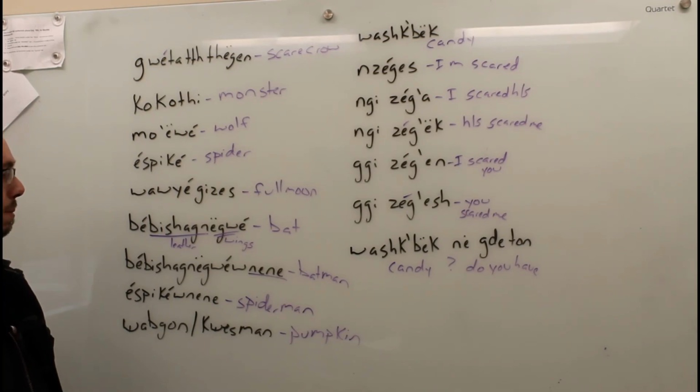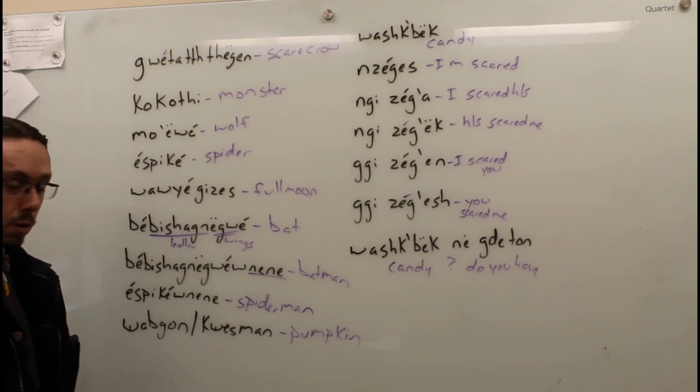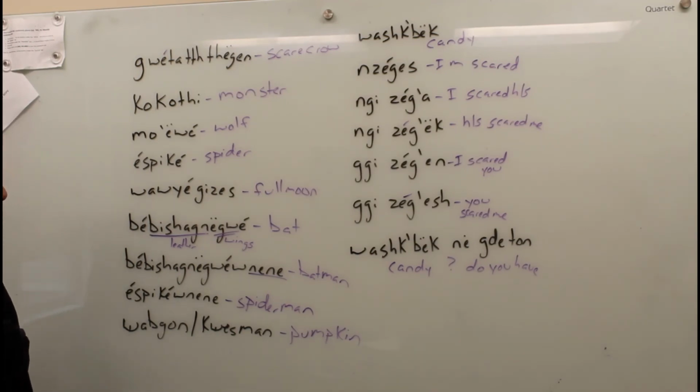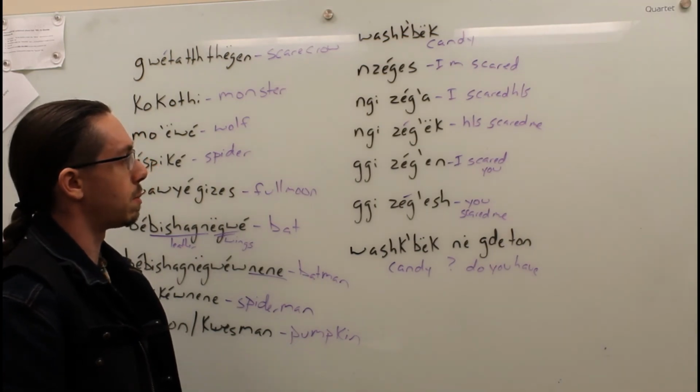Babishagunakwe, bat. Babishagunakwe onin, Batman. Aspike onin, Spider-Man. Wabagoon, or Quismon, pumpkin. Washbook, candy.